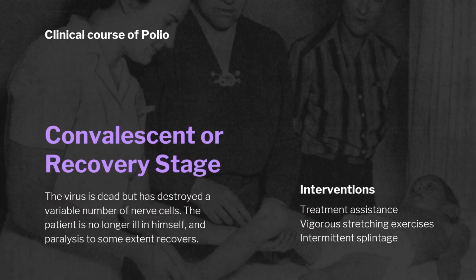Third is the convalescent stage or the recovery stage. The virus is dead but has destroyed a variable number of nerve cells. The patient is no longer ill in himself, and paralysis to some extent recovers. The patient's recovery is assisted by physical treatment and by training, while intermittent splintage is often required.